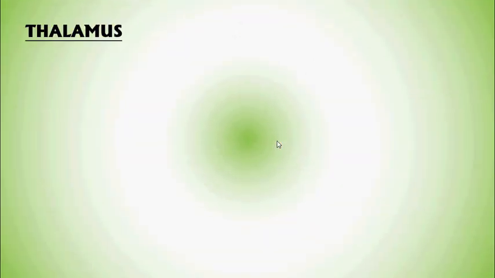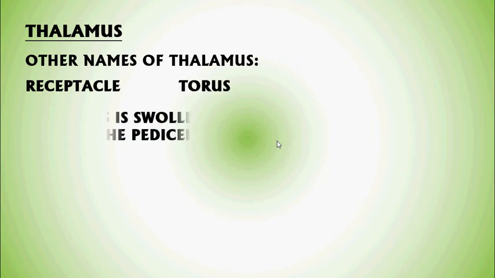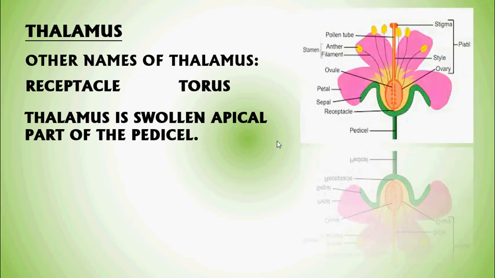Thalamus. Other names of the thalamus are receptacle, torus. Thalamus is defined as a swollen apical part of the pedicel. Let's observe the photograph. So this is the pedicel part of the flower, and this region is the apical region. The swollen portion of this region is called the thalamus.